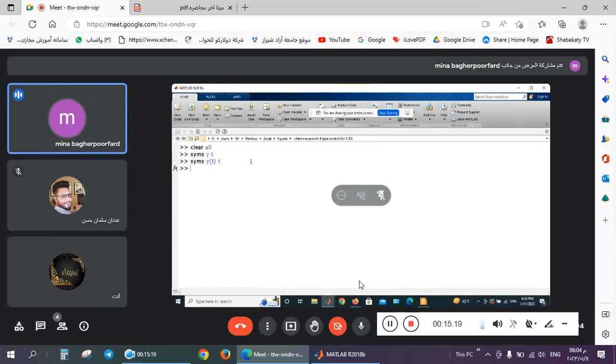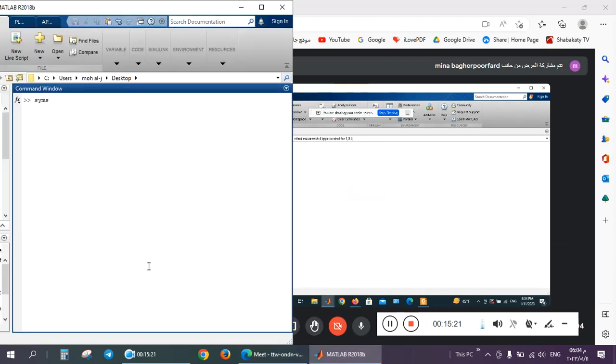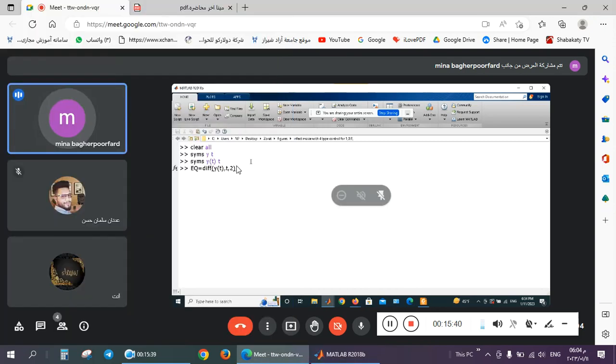After that, EQ is equal to, if you write with me, diff of y of t with respect to t and 2 times. This is the first expression in our equation, plus 4 star y of t.